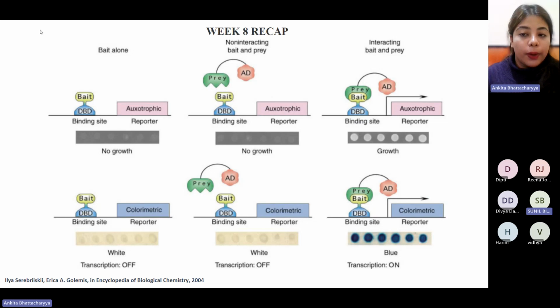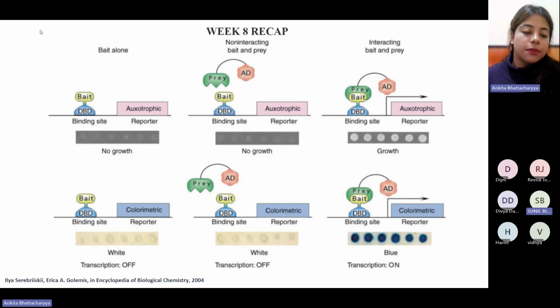The third case, where they do actually interact with each other, we see that there is expression of the auxotrophic gene, and therefore we observe growth. You can see the strip at the bottom where there are these localized regions where growth has occurred. So this was the third set. This is one way in which you can determine interaction: you can use an auxotrophic gene as the reporter, and the other one, which I've already mentioned, is the use of a colorimetric reporter.